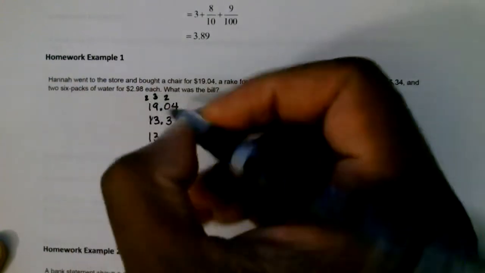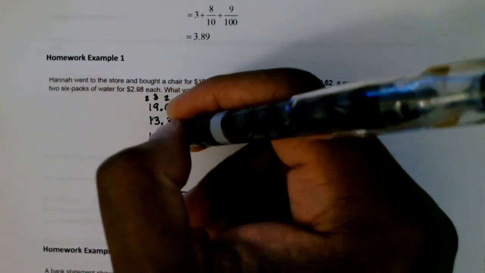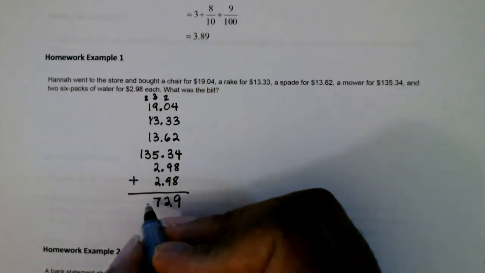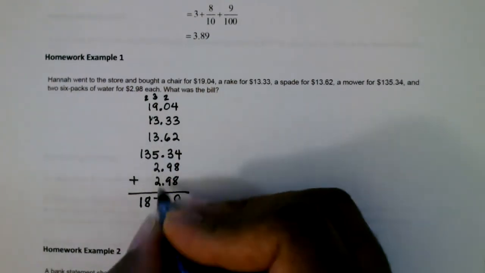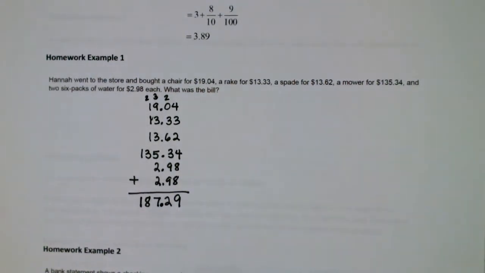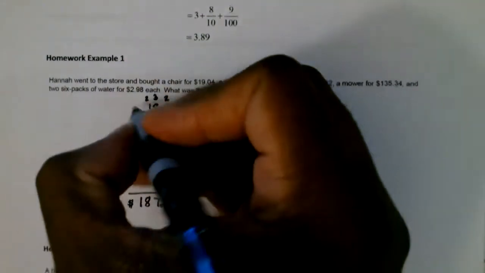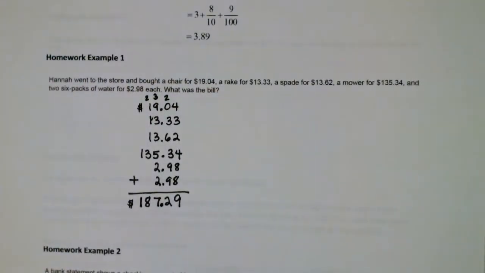Write down the 7, carry the 2. 2 plus 1 is 3, plus 1 is 4, plus 1 is 5, plus 3 is 8. So we write down the 8, and then we just bring down the 1. Also, we bring down the decimal point. So the decimal point will be between the 7 and the 2. And since we're dealing with money amounts, I'm going to put a dollar sign here. I should have put one at the top. So the total bill was $187.29.